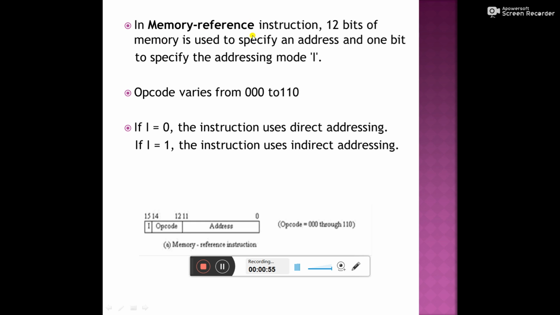First one is memory reference instructions. 12 bits of memory are used to specify an address and 1 bit to specify the addressing mode. The opcode, bits 12 to 14, varies from 000 to 110. If the I bit is 0, it is direct addressing. If I is set to 1, the instruction uses indirect addressing.